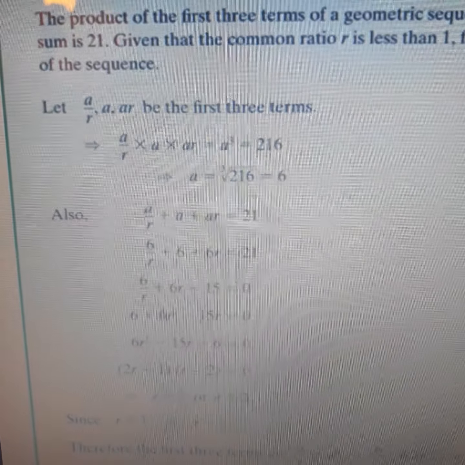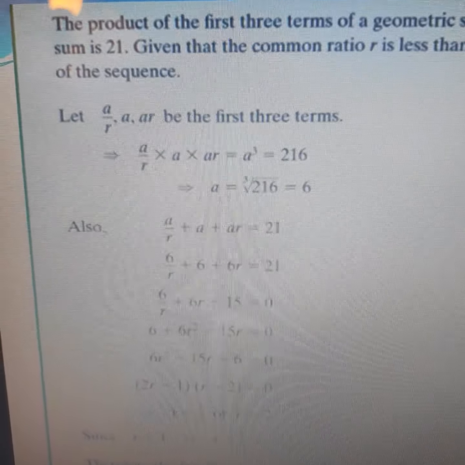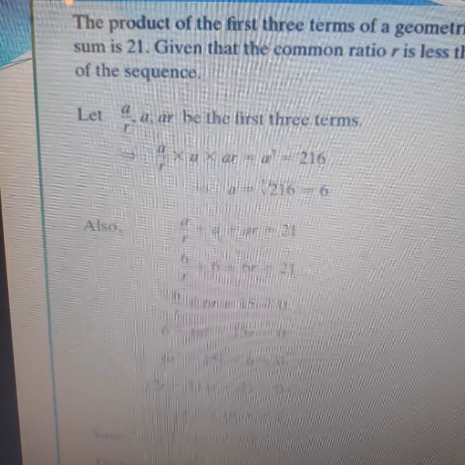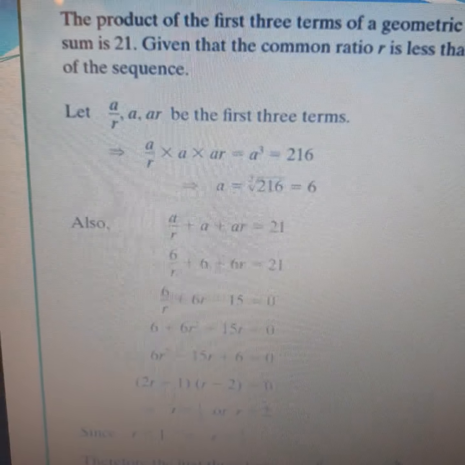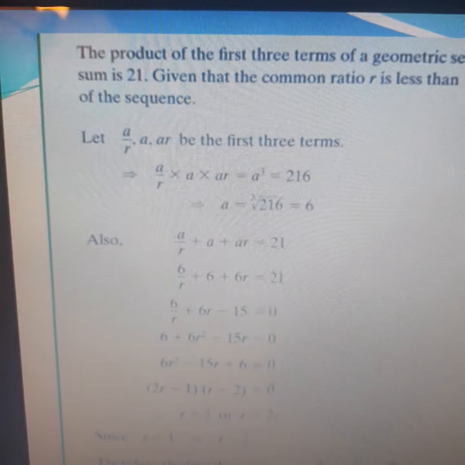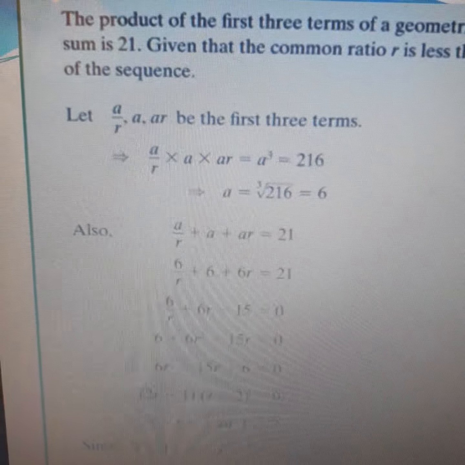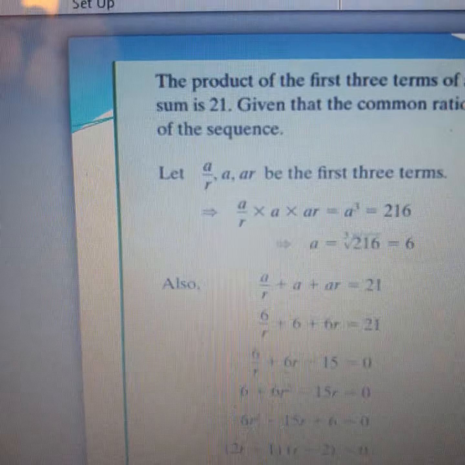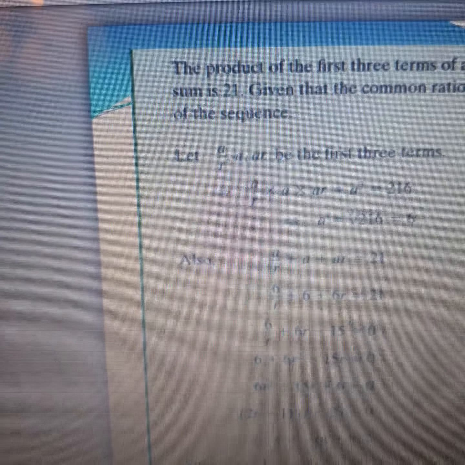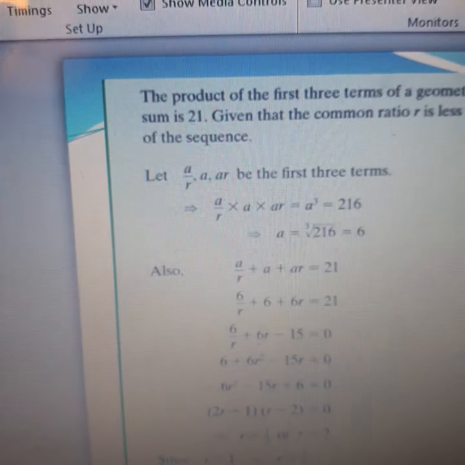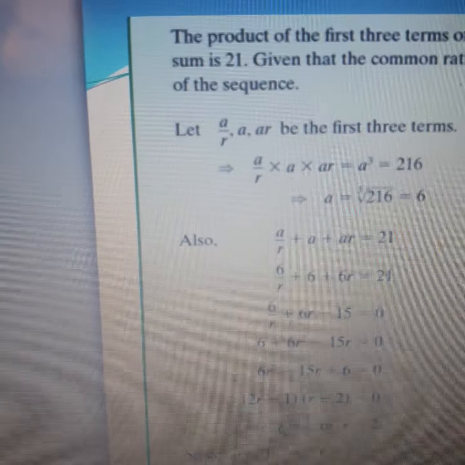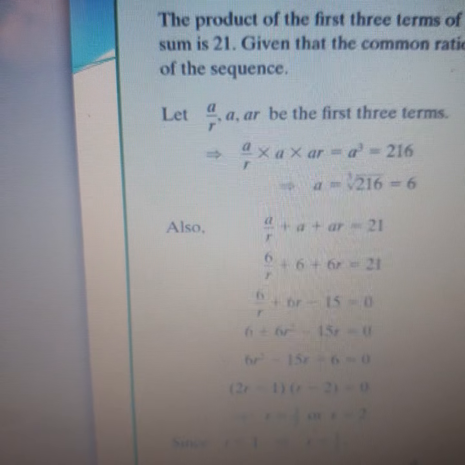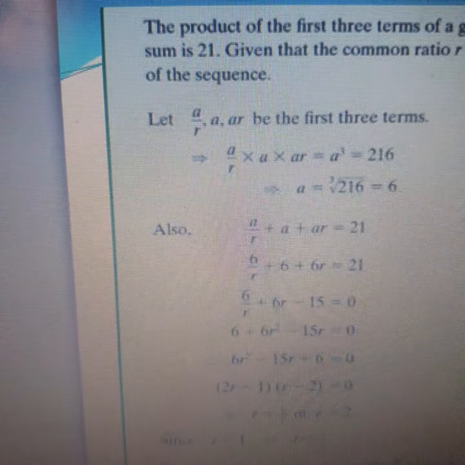Right, so we're letting A over R, A and AR be the first 3 terms, right? And the reason being, because it's A over R, you can also let the first term of a geometric sequence be A divided by the common ratio. And then obviously the next term can be A.